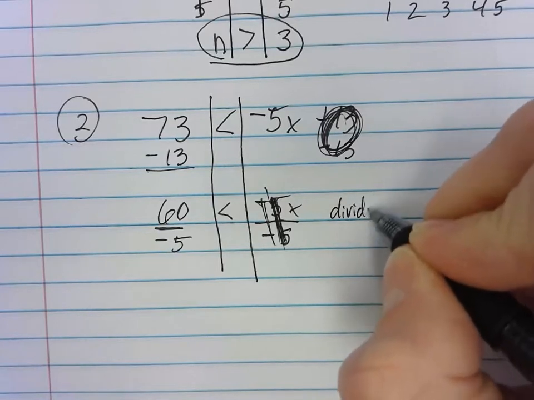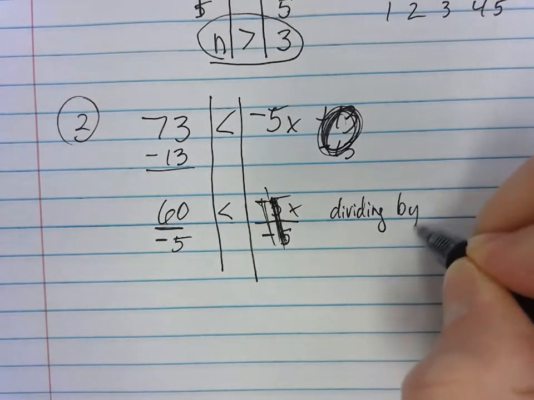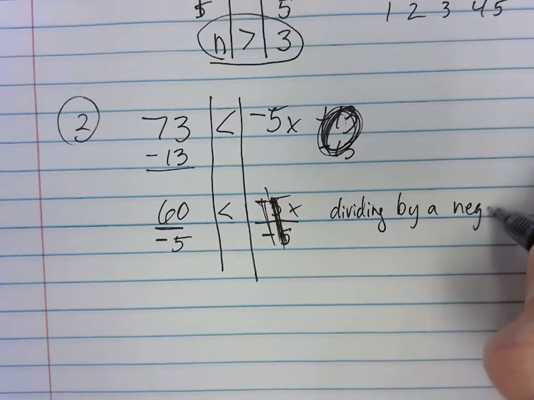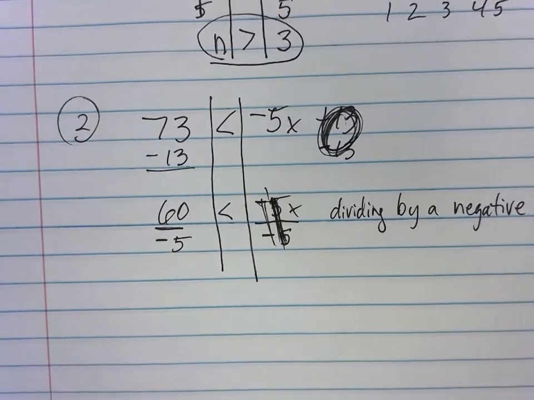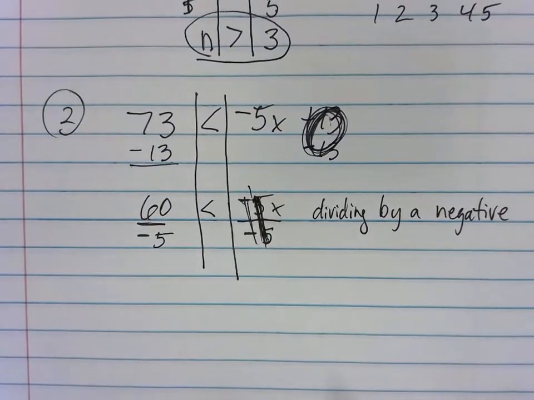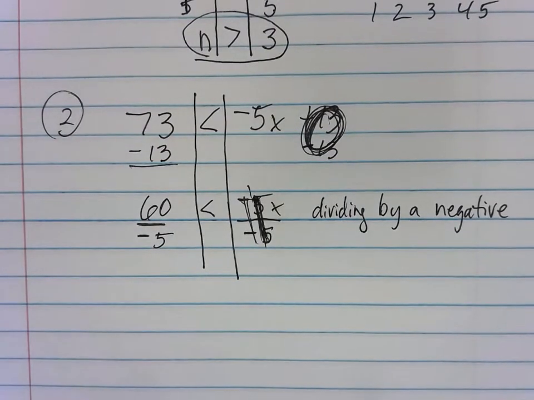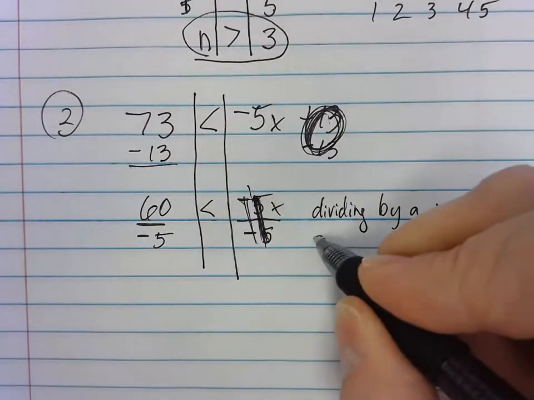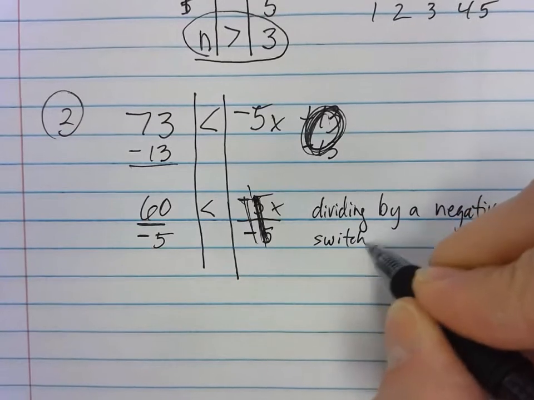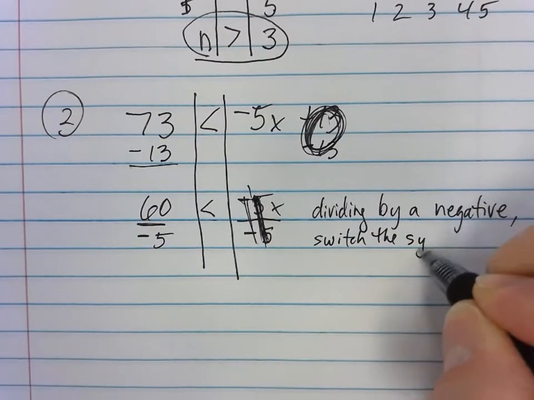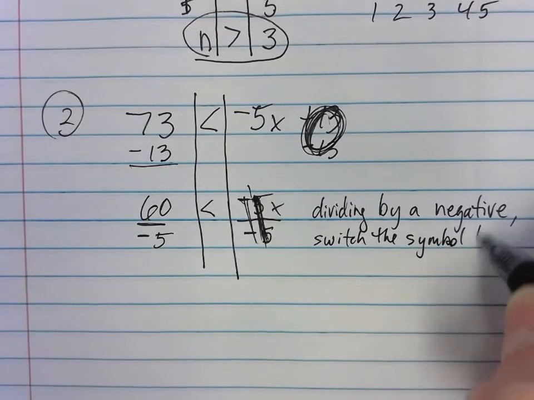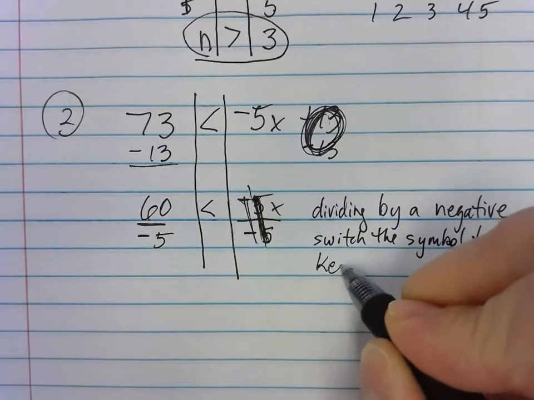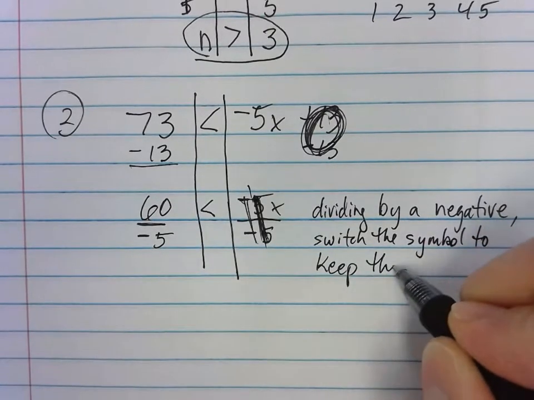here's one of today's gold nuggets. When you divide by a negative, to keep the answers true, you've got to switch the symbol. So switch the symbol to keep the answers true.